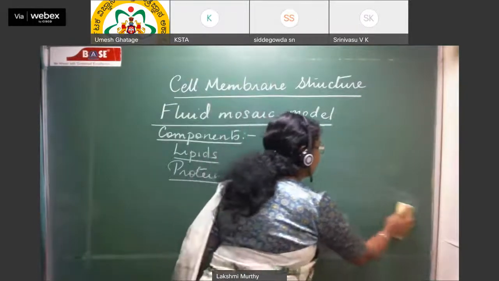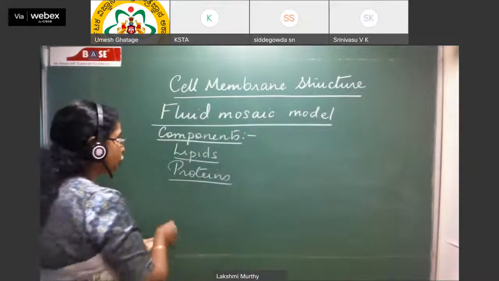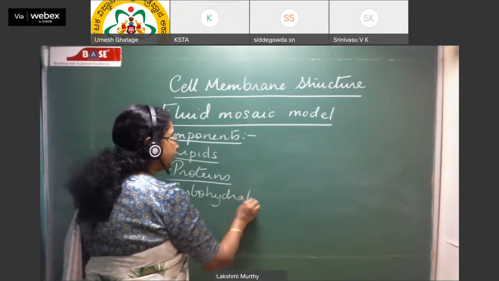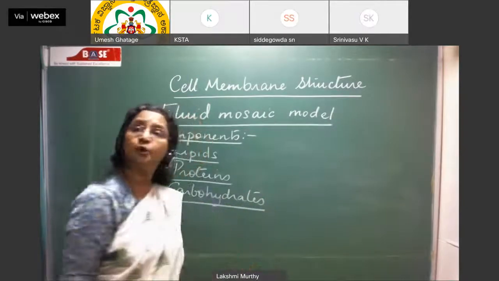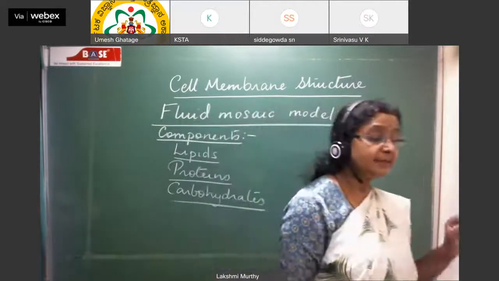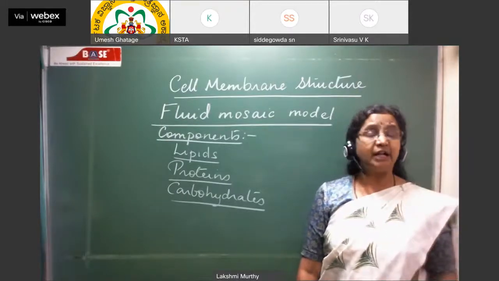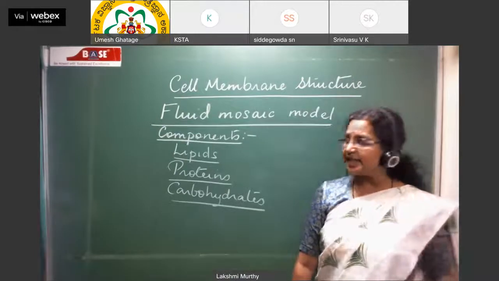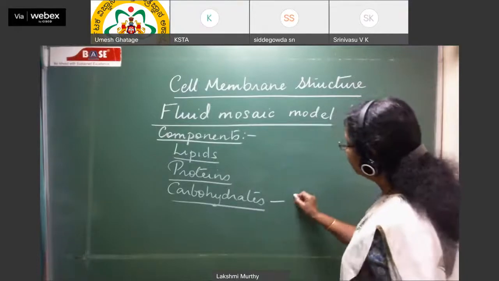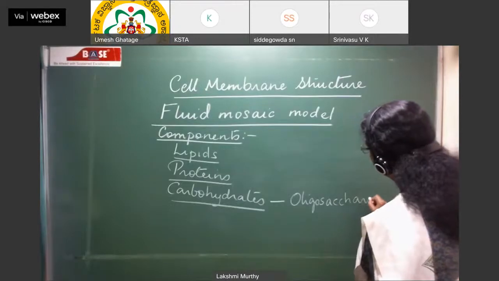What else can be seen in the cell membrane apart from this? The cell membrane will also show the presence of small amounts of carbohydrates. So small amounts of carbohydrates are also seen. What type of carbohydrates? Will there be glucose? Will there be sucrose? Will there be starch, etc.? No. The types of carbohydrates that are present in cell membranes belong to a very specific type of polysaccharides that are called oligosaccharides.